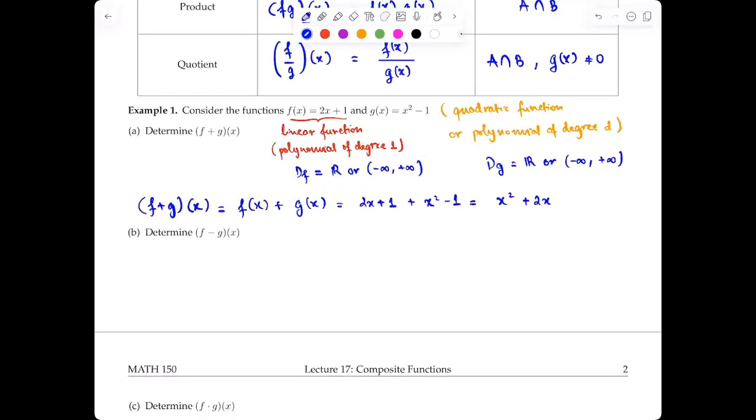So the domain of this function is, again, all real numbers, negative infinity to positive infinity. Why? Because the domain of f is all real numbers, intersect with the domain of g, again, all real numbers. Therefore, the intersection should be real numbers. So the domain of the sum is all real numbers, or from negative infinity to positive infinity.